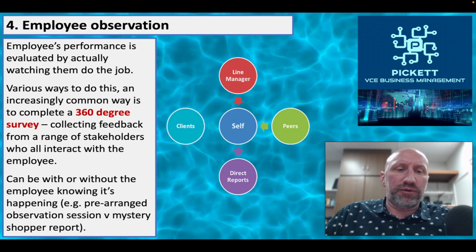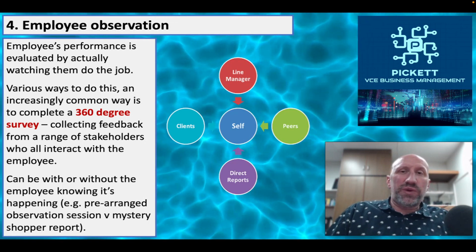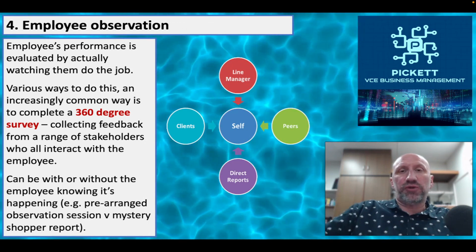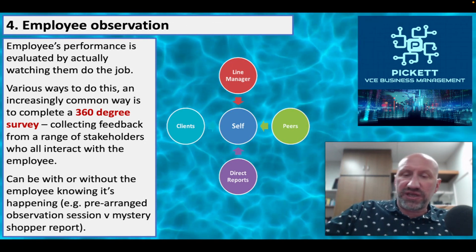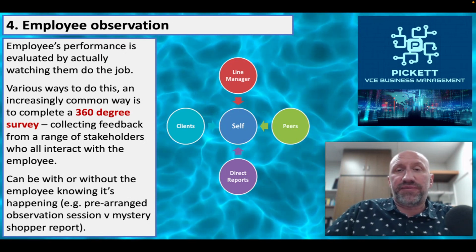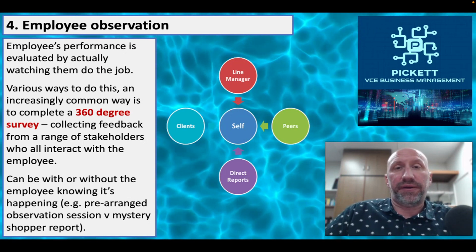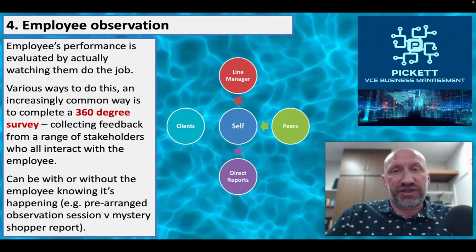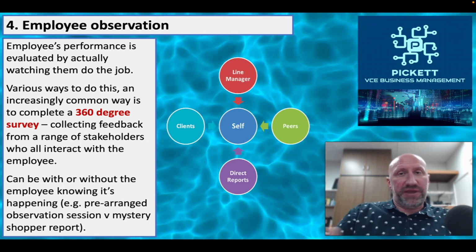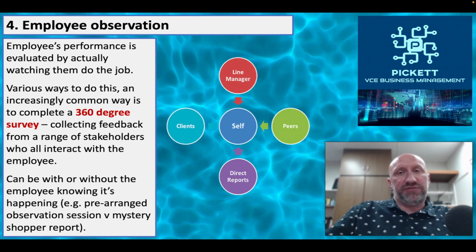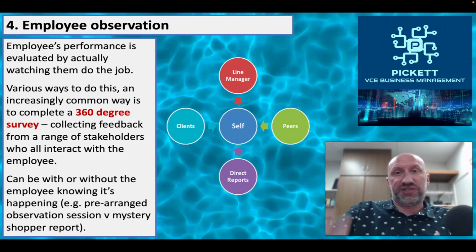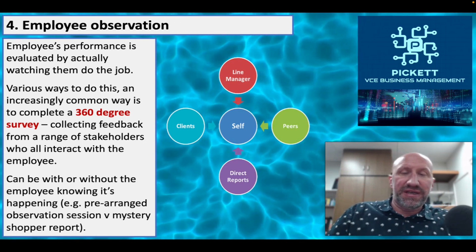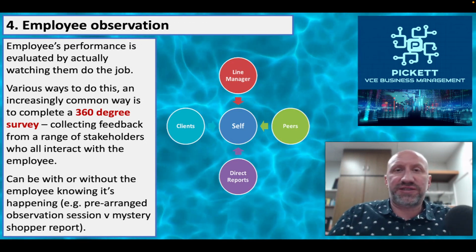Now, another thing to point out about employee observation: you can do this with the employee knowing or without them knowing. For example, you might have a pre-arranged observation session where the employee knows that you're going to come and watch, or it can happen via things like mystery shopper or mystery diner reports. McDonald's, for example, are constantly sending mystery diners into restaurants. You don't know who they are when you're being served; they're just acting like a normal customer. But unbeknownst to you, they're making an assessment of the service they receive, the quality of the food, all that sort of thing, which is then fed back to the business. So that's one way to do it. There are different ways to do this.